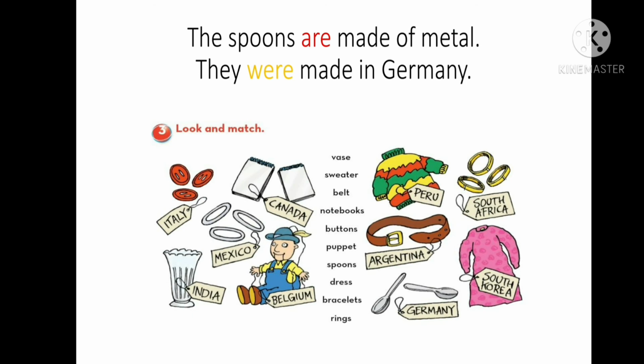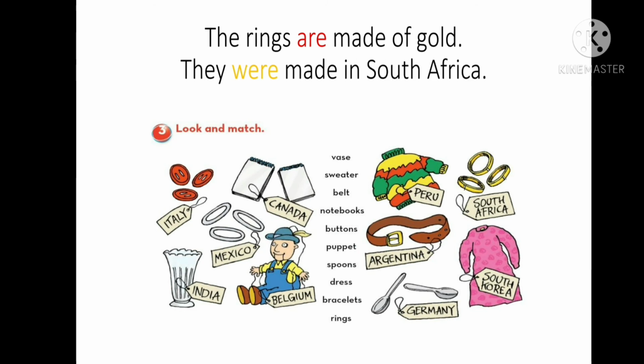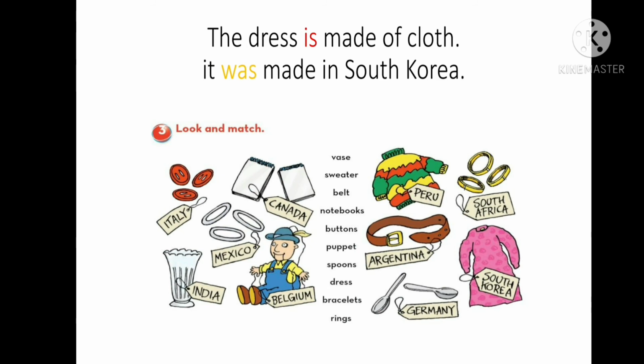Excellent. Now let's move to the spoons. As we know, in exercise 4 we have talked about the belt and the bracelet, so we won't talk about them now. So the spoons are made of metal. They were made in Germany. And the rings are made of gold. They were made in South Africa. And last but not least, we are talking about the dress. The dress is made of cloth. It was made in South Korea.